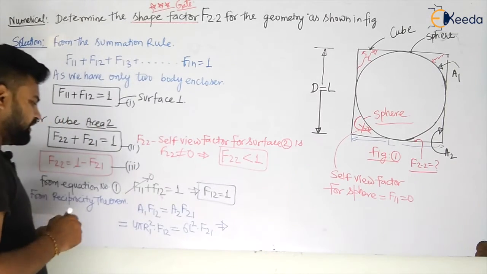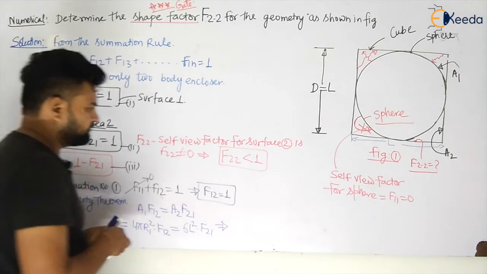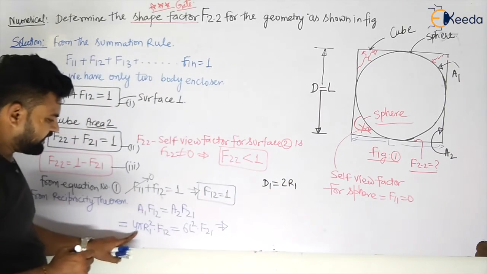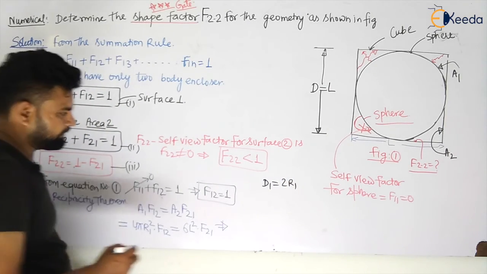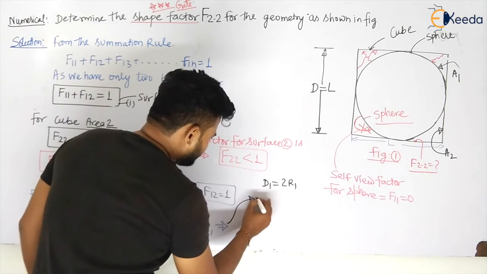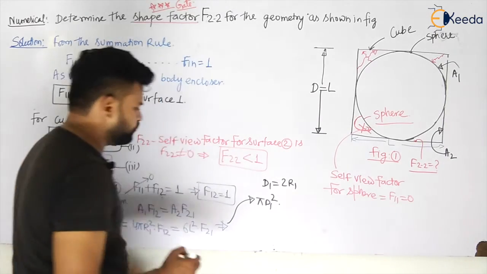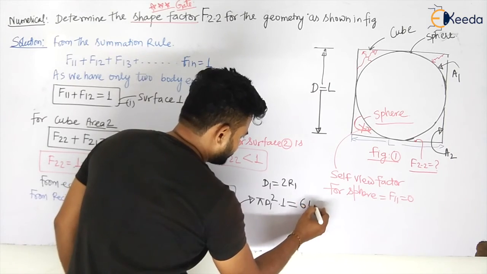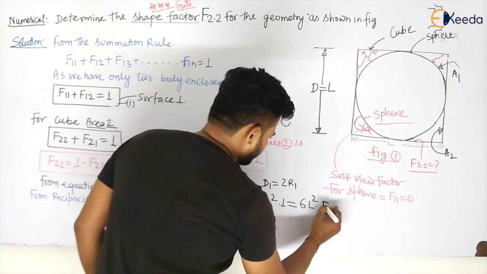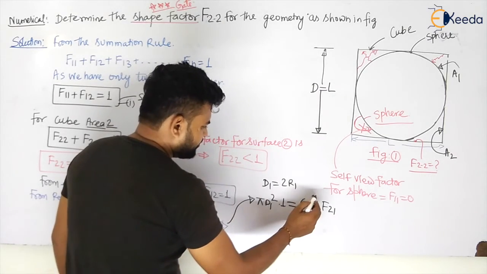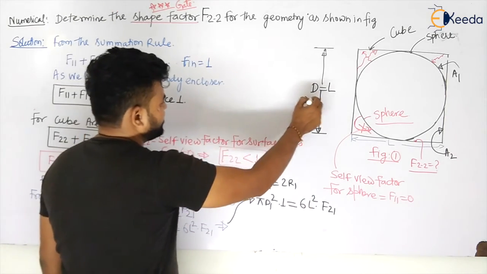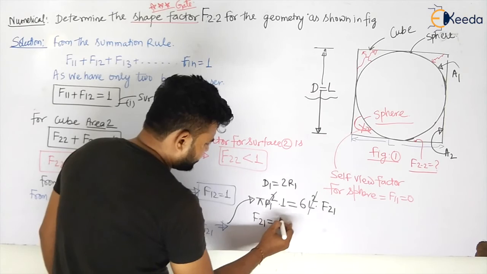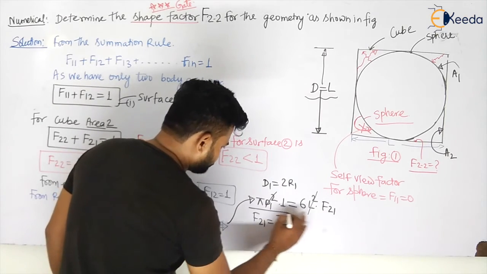Now let us see. We know that d1 will be equal to 2r1. So this will become pi d1 square into F12, which is 1, is equal to 6L square multiplied by F21. From here, d is equal to L, my dear students. They have given d is equal to L, so we can easily eliminate these terms. So F21 will be equal to pi by 6, my dear students.